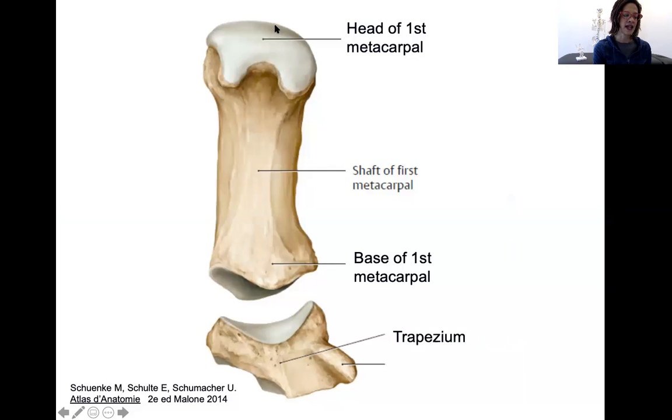This is a thumb, or the first metacarpal. So this is the head of the first metacarpal, the base of the first metacarpal, and the trapezium. I know that it is a right thumb because this is the tubercle of the trapezium. And the tubercle of the trapezium is a bit more on the radial side, or the lateral side. I'll show you how I know that.